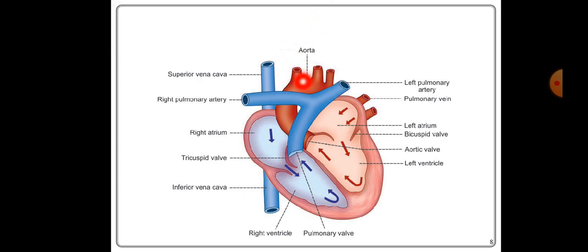So here we can see this is the aorta. So these are the pulmonary veins. They receive oxygenated blood from the lungs. So the blood enters the left atrium. Okay, then this is the bicuspid valve we mentioned, which is also called the mitral valve. Then the blood enters the left ventricle.